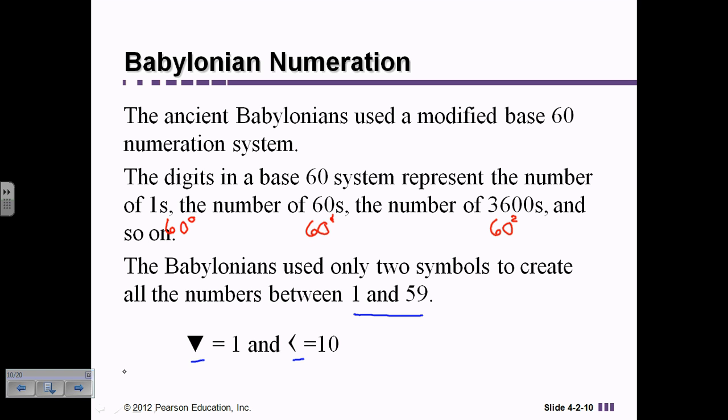Different reasons come about. For the Babylonians, it had something to do with the calendar as to why they used the base 60. In their case, since it's a base 60, there's 60 to the 0 power, which is the ones place, 60 to the first power, which is the 60s place, and 60 to the second power, which is the 3600s place. And of course, it could keep going up higher. They had two symbols, the triangle and the arrow, and those symbols could be used to represent all the numbers from 1 to 59.